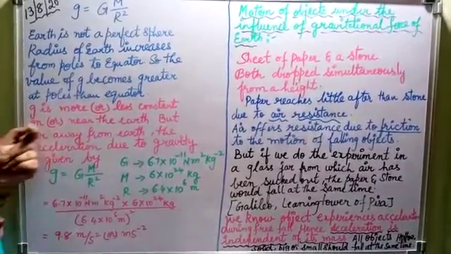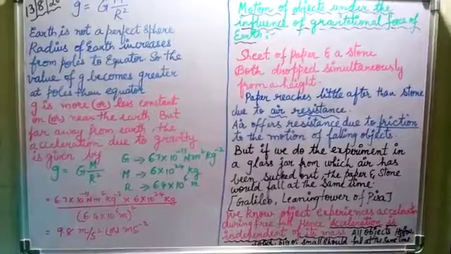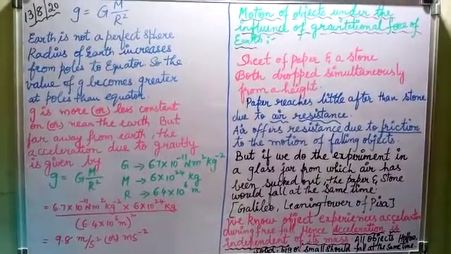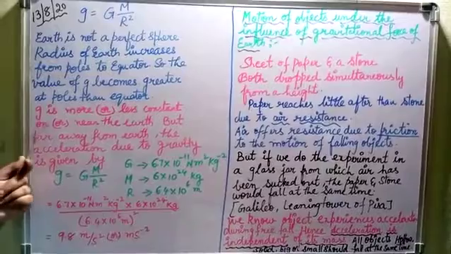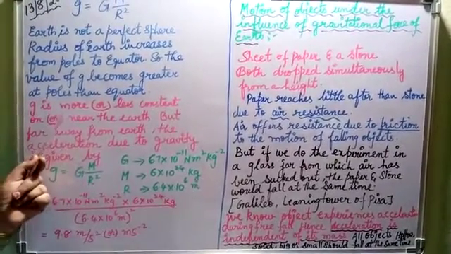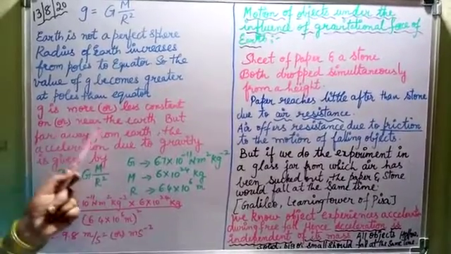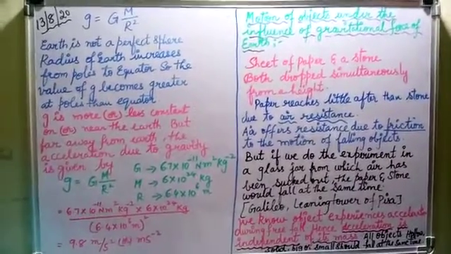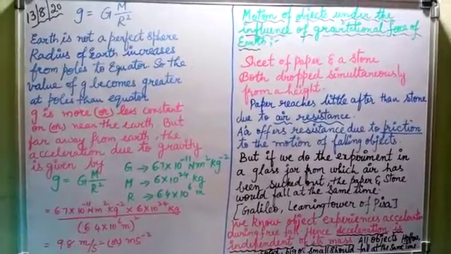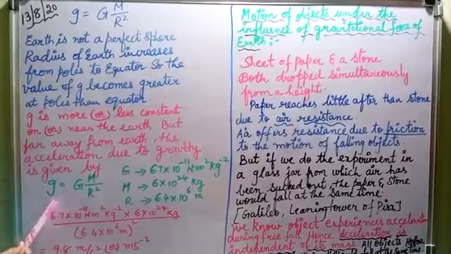So the value of g becomes greater at the poles than at the equator, since our earth is not a perfect sphere. So g is more or less constant. We consider g as constant when the object is near or on the surface of the earth. But when the object is far away from the earth, the acceleration due to gravity is given by a different value. So what is that value?